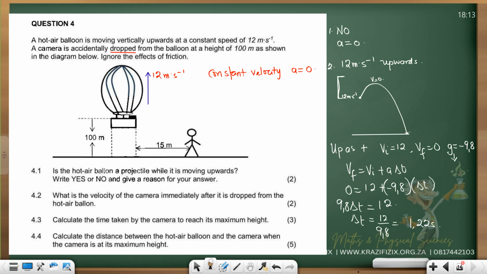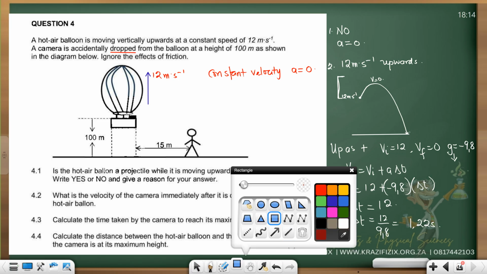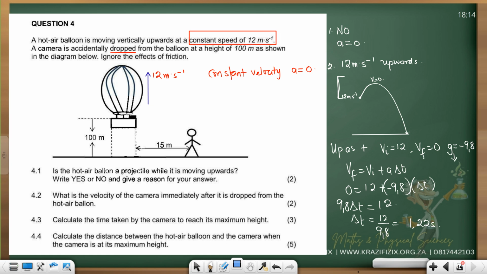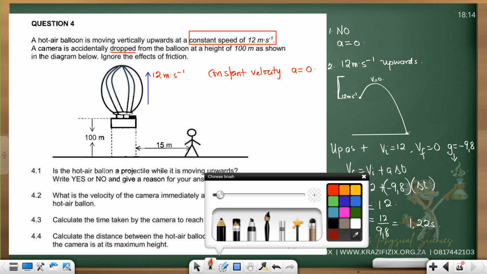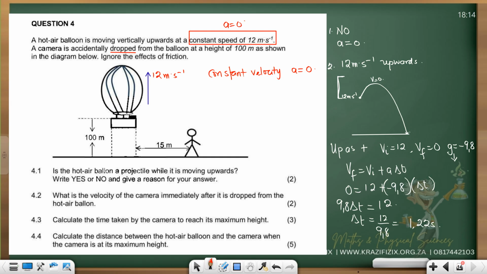All right, Nwabile, your question, sir. You said the acceleration is 0. The acceleration of the hot air balloon is 0. The hot air balloon is not a free fall. Let's go back to question 1. Is the hot air balloon a projectile? The answer is no, because we're told that it was moving at constant speed. When an object is moving at constant speed, the acceleration of that object is 0.